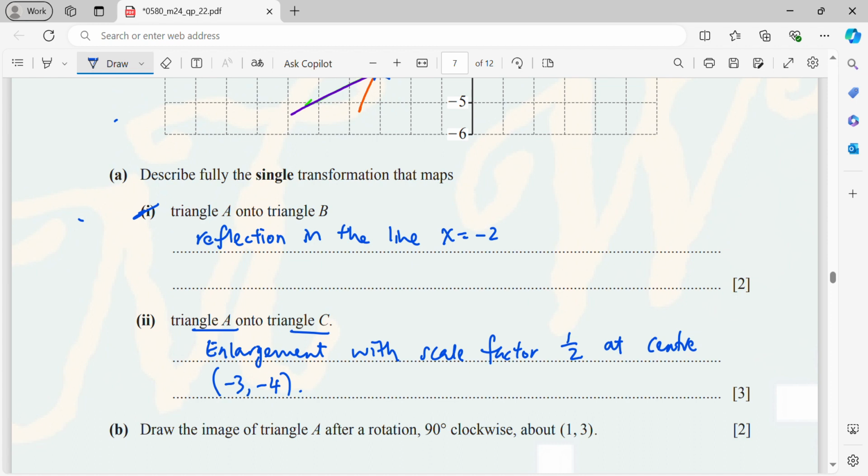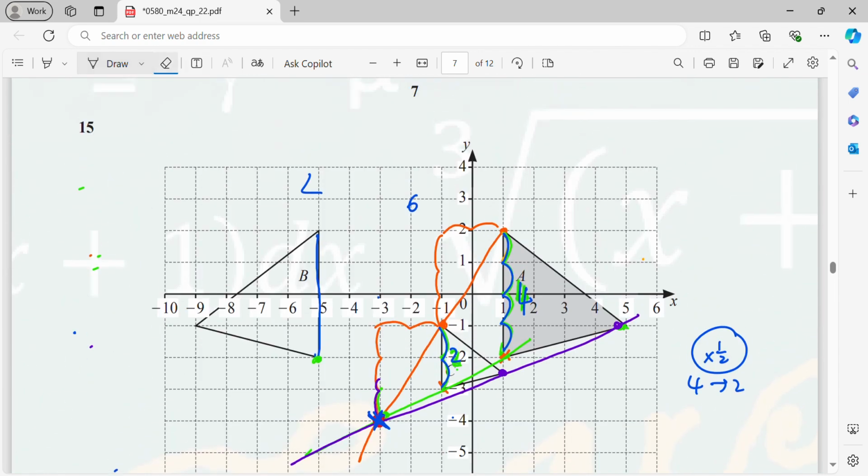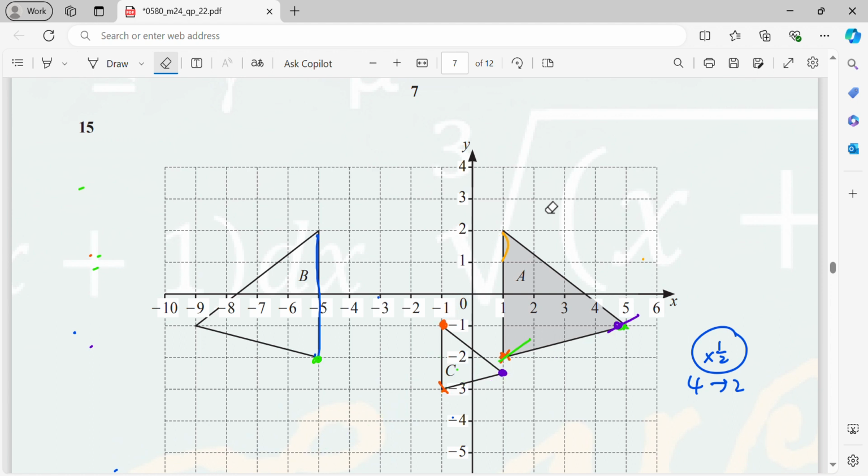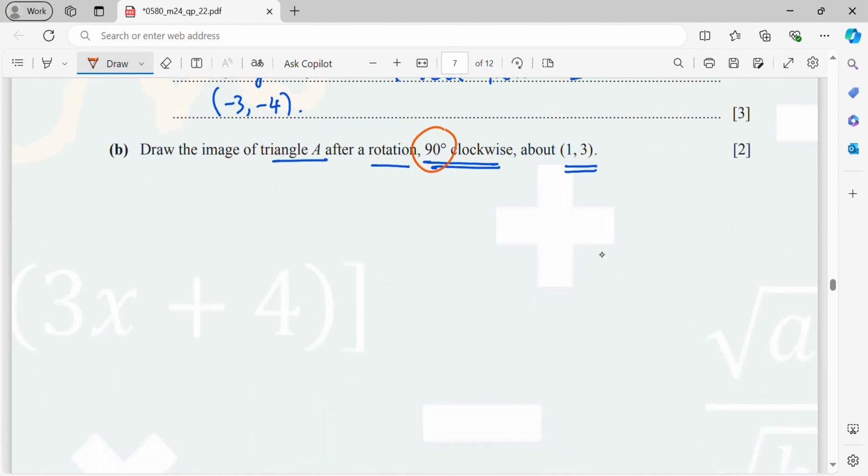This is the part 2. Now B, draw the image of triangle A after a rotation 90 degrees clockwise about 1, 3. Okay, so now about 1, 3, so all this I will erase. Firstly, mark the point first, 1, 3. So 1, 3, this is the point. Now it's mentioned that rotation 90 degrees clockwise.